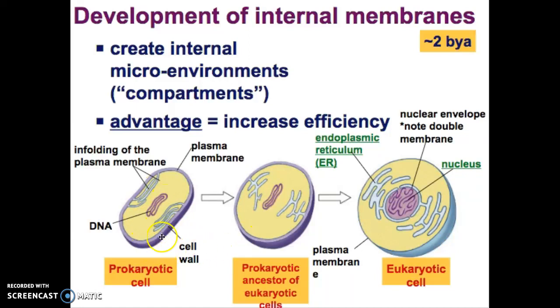And so due to natural selection, it was selected for, and that infolding became more and more common until we see what we see today with the eukaryotic cell. So in addition, the nuclear envelope started to form at this point as well, and that's how we kind of moved into the proto-eukaryotic cells.